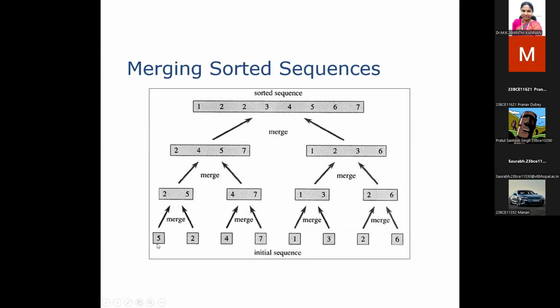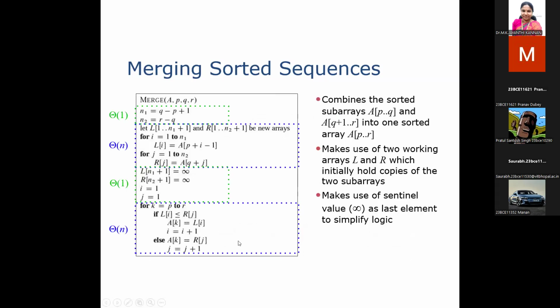So initially all the numbers are in unsorted form. These two numbers are sorted, then these two sorted lists are sorted, again these two sorted lists are sorted. Here also we are using the divide and conquer technique: sorting and merging, sorting and merging. So the logic is given. I will try to upload this PPT in Google Classroom. You can go through the content.